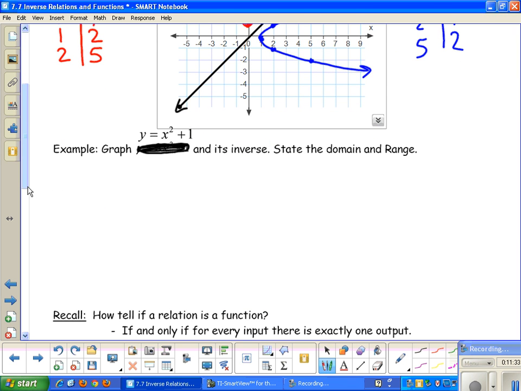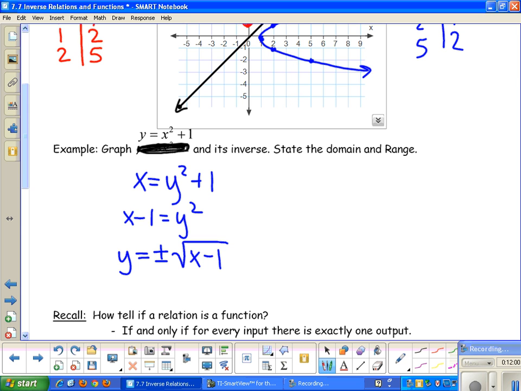So I have then x equals y squared plus 1. So if I want to solve for y, I have to subtract the 1. So x minus 1 equals y squared. And then remember, in order to get y by itself, if it's squared, I have to take the square root to get rid of a power. And if it's an even power, don't forget that you need your plus or minus in front. So y would be equal to plus or minus the square root of x minus 1.